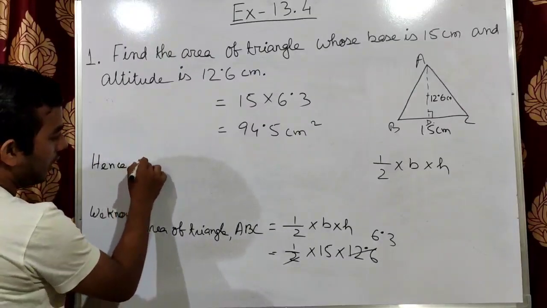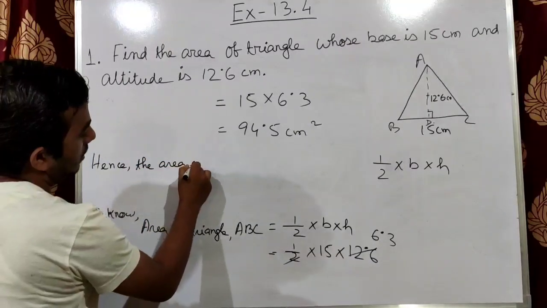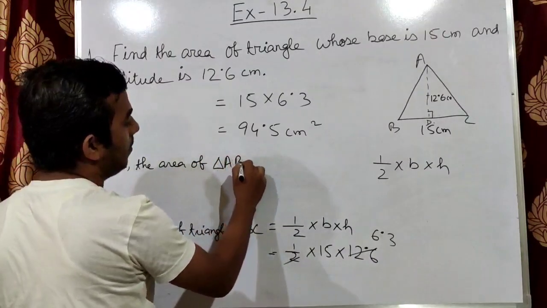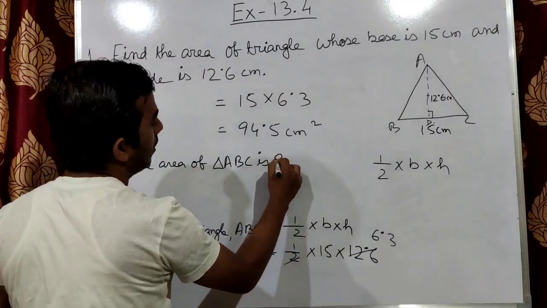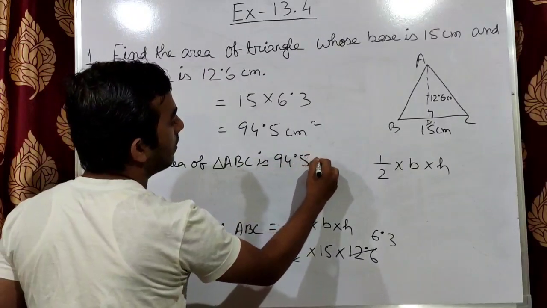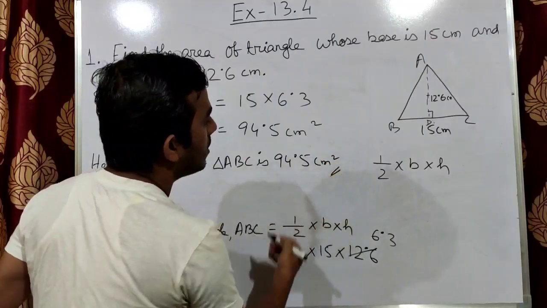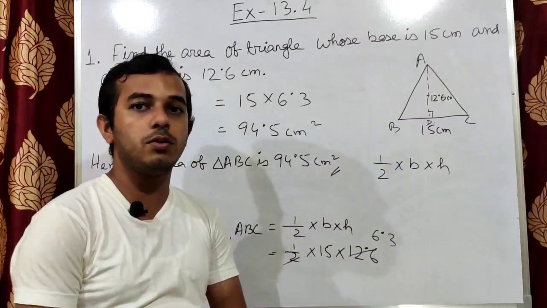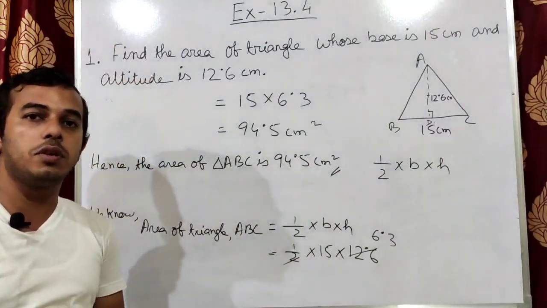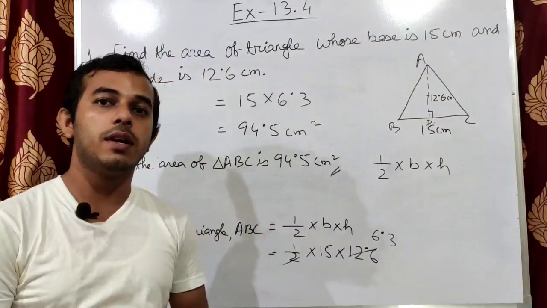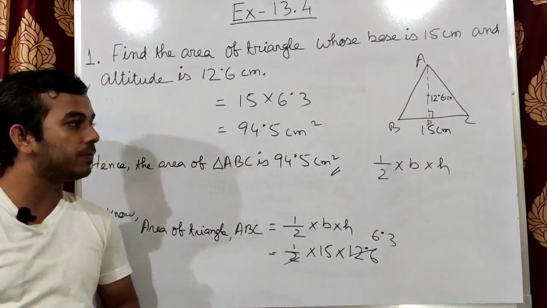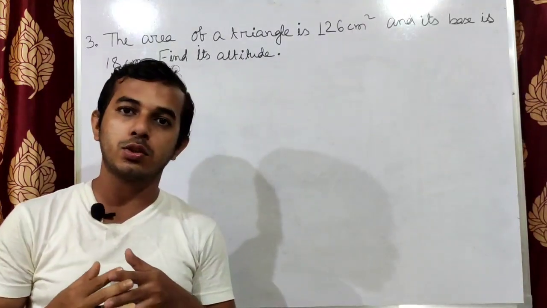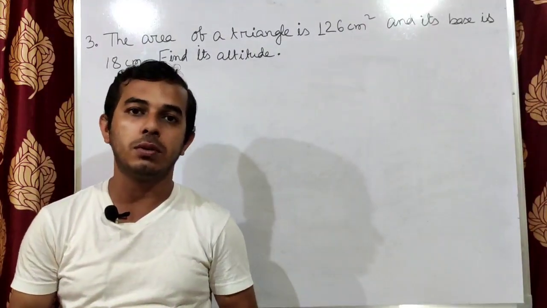Hence the area of triangle ABC is 94.5 centimeter square. Very easy, right? We have to just put the values of base and height, then our result will be there. So this was our first question. Now let's move to our second question. In our previous video we have already discussed question number 2, right? So now we will move to question number 3.